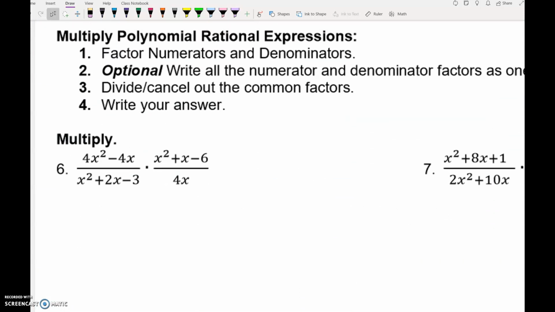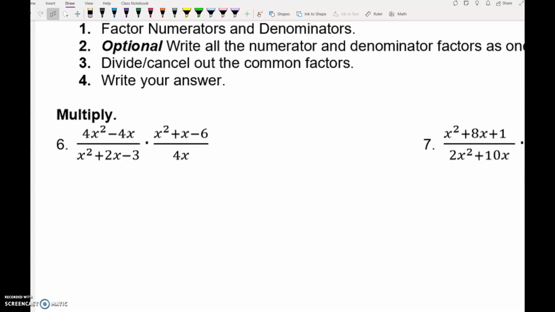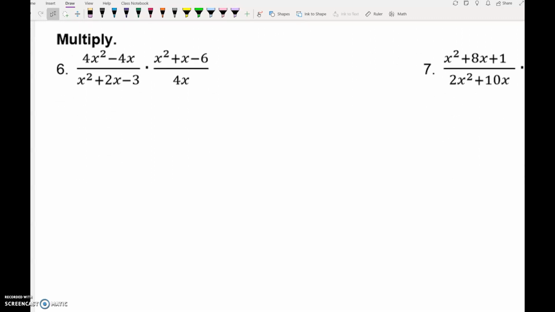There are step-by-step instructions, but I don't want to go through step-by-step instructions until after we've seen an example. This is truly multiplying rational expressions. You've got a rational expression times another rational expression. There's 2 numerators, 2 denominators. I'm just going to start factoring. So starting with this one.